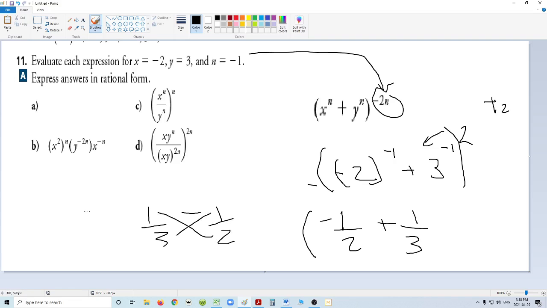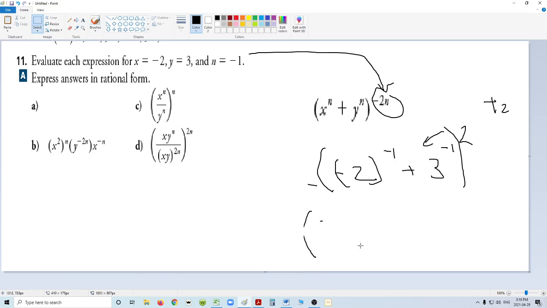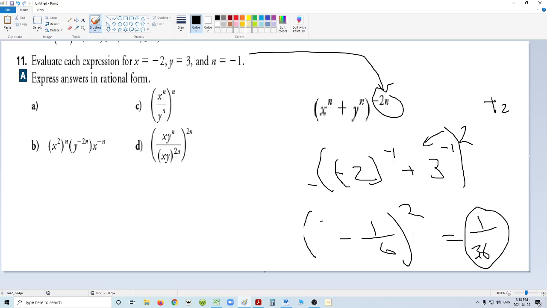Cross multiply, I get 2 6ths minus 3 6ths, which is -1 6th total. So this whole bracket becomes -1 6th. And it's squared, so it's times itself. So that minus is going to disappear, and it's going to become 1 over 36. Because when you square it, the 1 gets squared and the 6 gets squared.